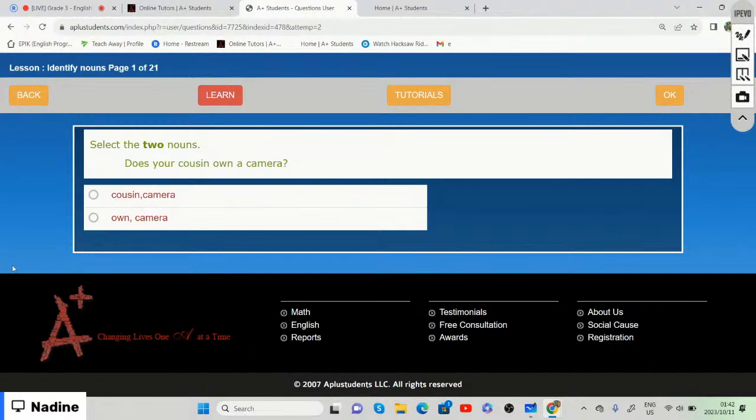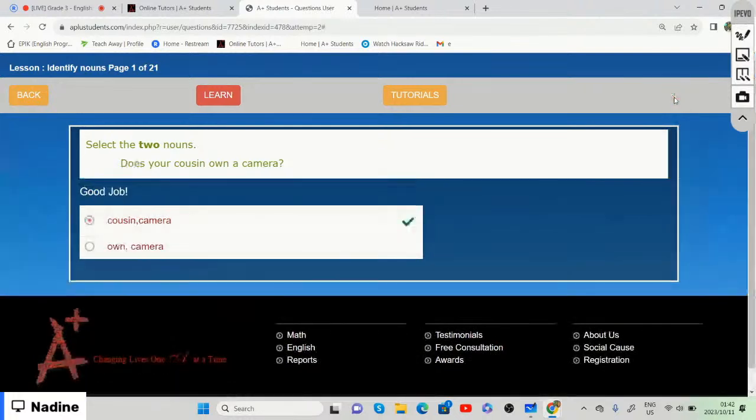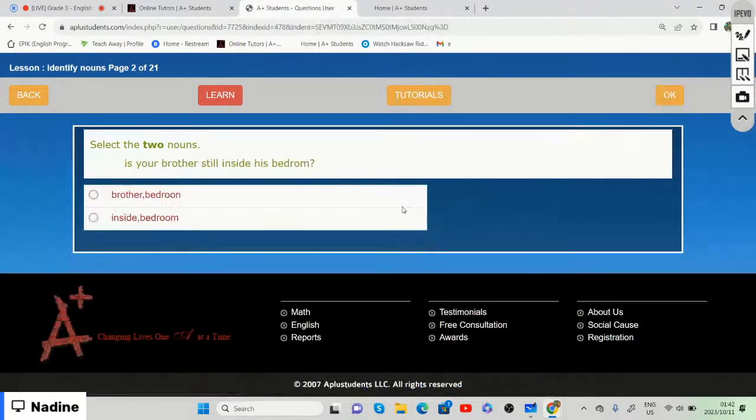All right, so if we select the two nouns, we can say cousin and camera is correct. We need to select the two nouns. Is your brother still inside his bedroom?